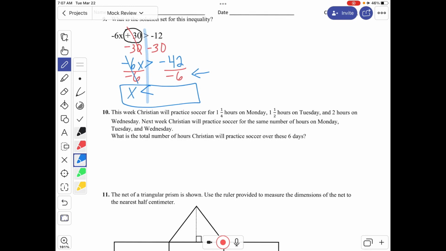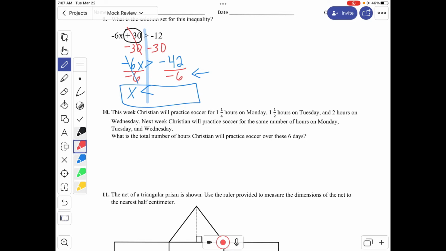Number 10. This week, Christian will practice soccer for 1 1/4 hours on Monday, 1 1/2 hours on Tuesday, and 2 hours on Wednesday. Next week, Christian will practice soccer for the same number of hours on Monday, Tuesday, and Wednesday. What's the total number of hours Christian will practice soccer over these 6 days?